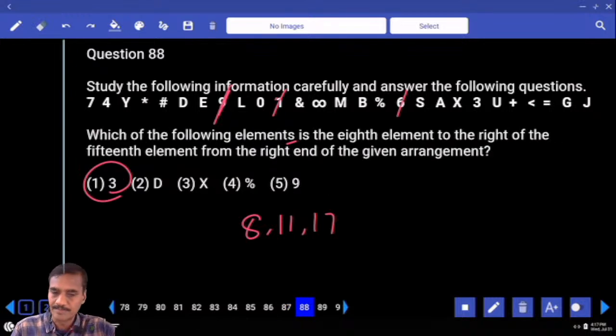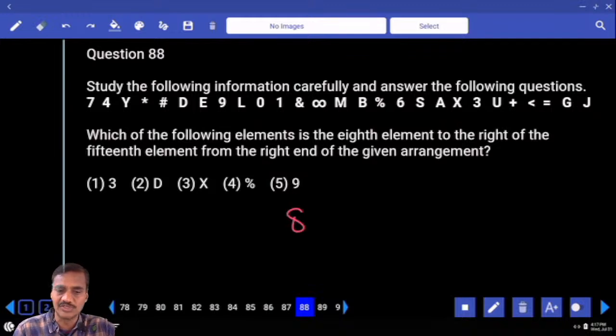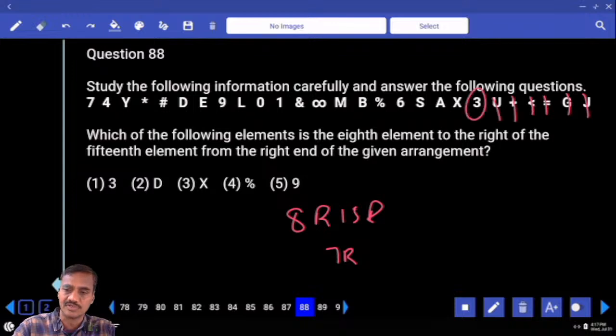And 88. Which of the following elements is 8th to the right of 15th from the right? 8th right and 15th right. That means 15 minus 8. Now 7th from the right: 1, 2, 3, 4, 5, 6, 7. 3 is the answer, choice 1, question number 88.